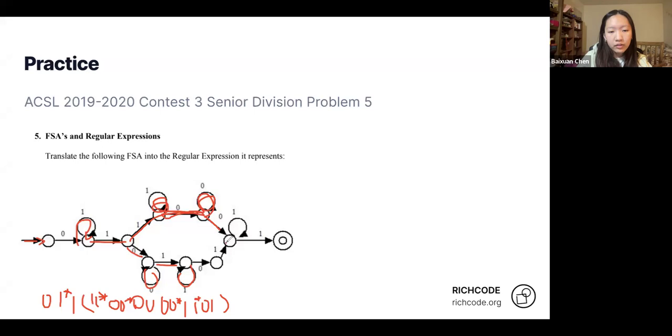And then now we've come back together. So now we go to the next state, or we can stay in the state first. So we have any number of ones. And to reach the final state, we have a 1. So that'll be the answer to this question.